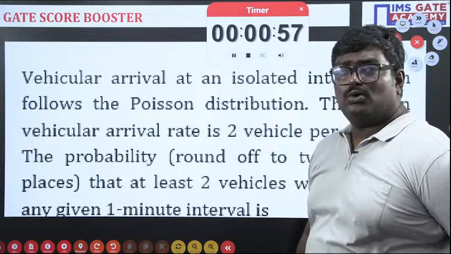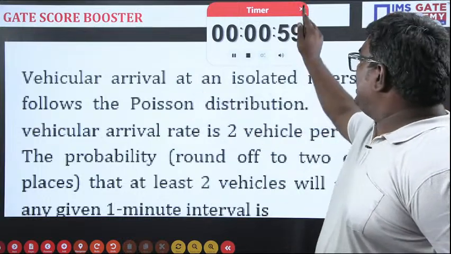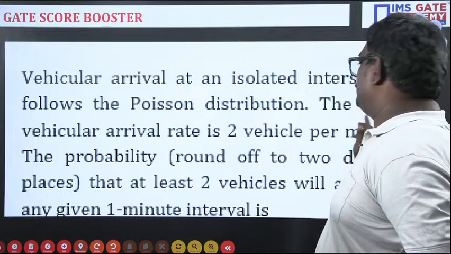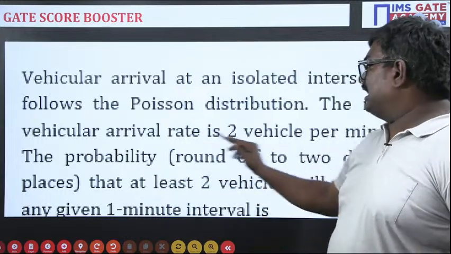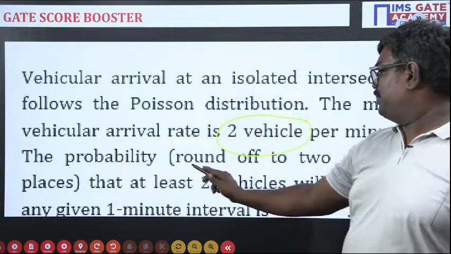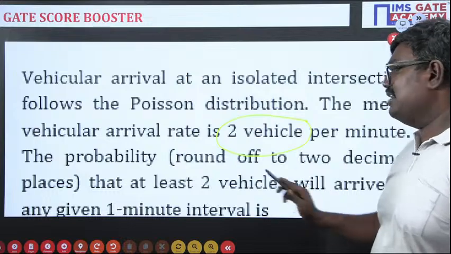Please see here, the question is: the vehicle arrival rate at an isolated intersection follows the Poisson distribution. The mean vehicle arrival rate is 2 vehicles per minute. Find the probability that at least 2 vehicles will arrive in 1 minute.